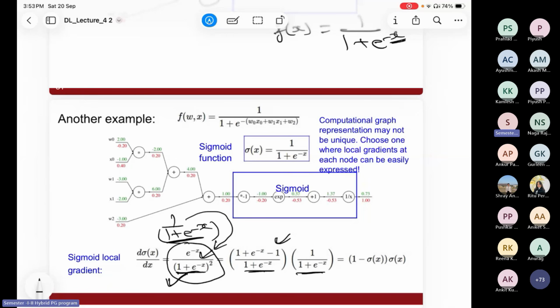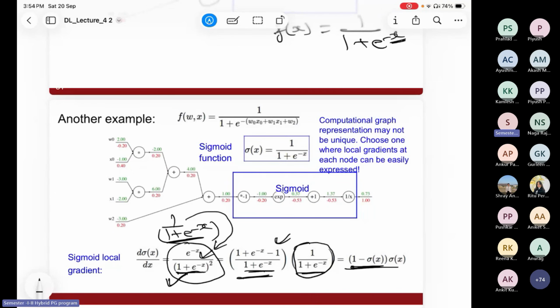Now you can see what this part is. This part is your sigmoid only. And what is this part? This part is your 1 minus sigmoid. You can derive it and get this answer. So whenever you are going to find the gradient of the sigmoid with respect to x, what will you get? You'll get 1 minus sigmoid into sigmoid.